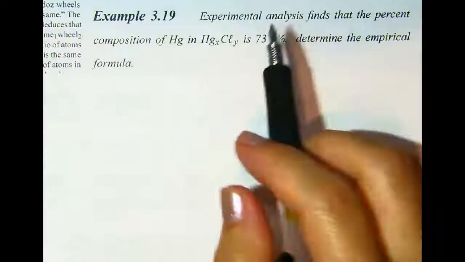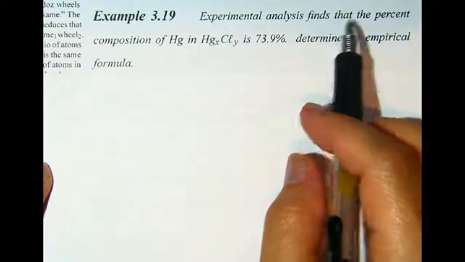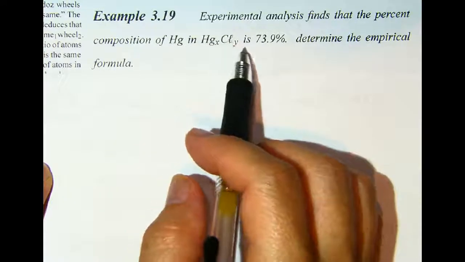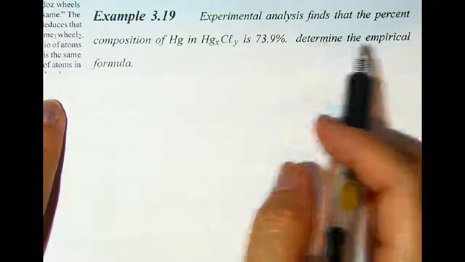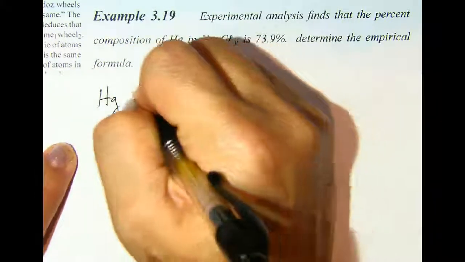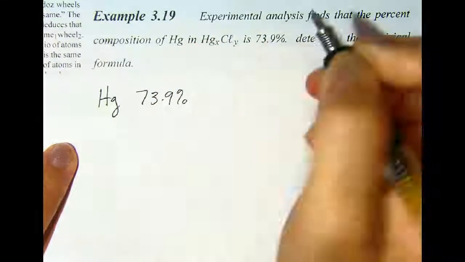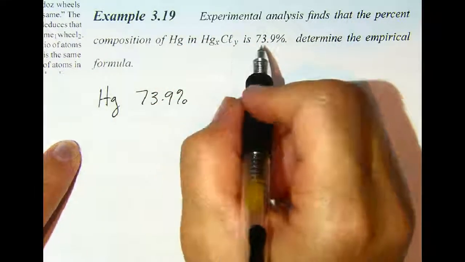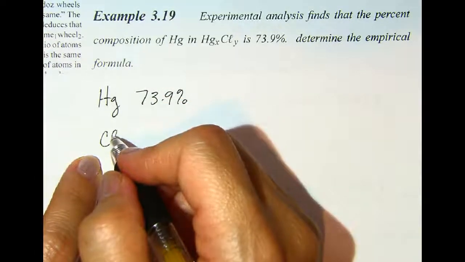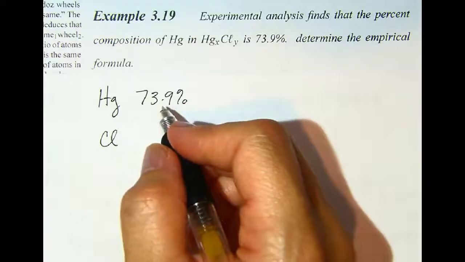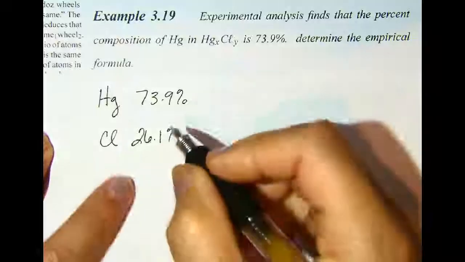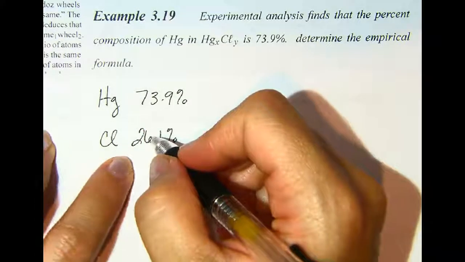Example 3.19. Experimental analysis finds that the percent composition of mercury in HgXCl is 73.9%. Determine the empirical formula. So first of all, the mercury makes up 73.9% of the HgXCl, but how much of it is made up of chlorine? Well, remember, combined, these must equal 100%. So if we take 100 minus 73.9, we get 26.1%. So together, these equal 100%, the total compound.